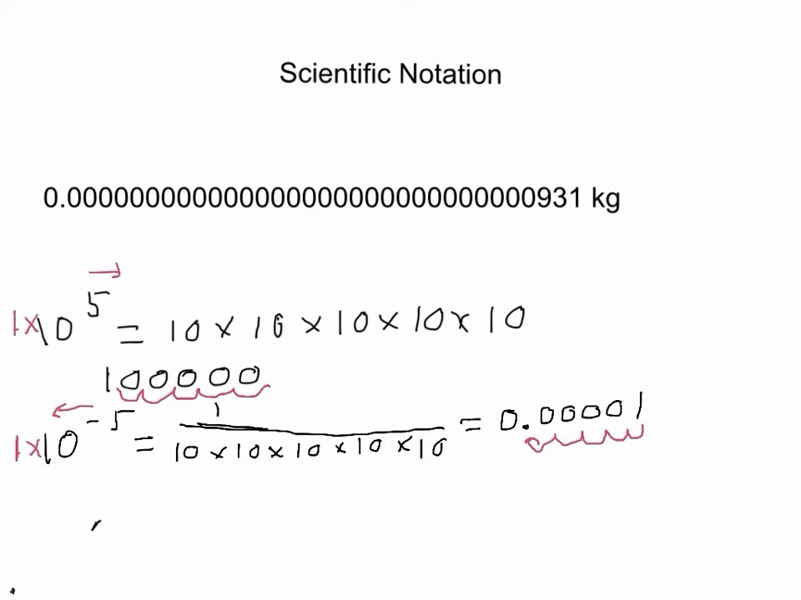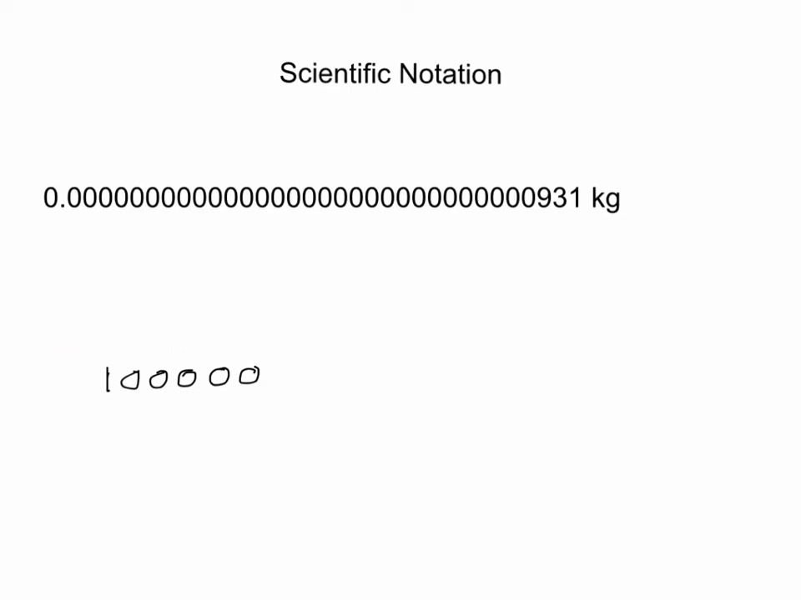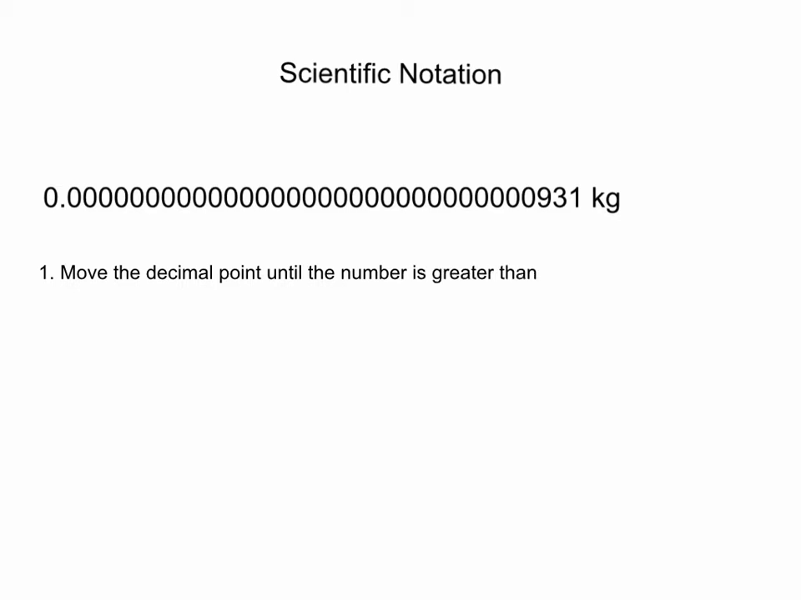So how can we write this small number, 0.0000931 kilograms, which is the mass of an electron, in scientific notation? So there are several steps to doing this. So the first step will be to move the decimal point until the number is greater than or equal to 1 and less than 10. So this number has to be greater or equal to 1 and less than 10.